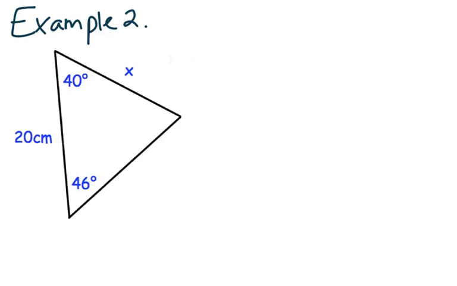Second example. So first thing, this one's not labelled. So the first step I'm going to do is label my corners and then my sides.